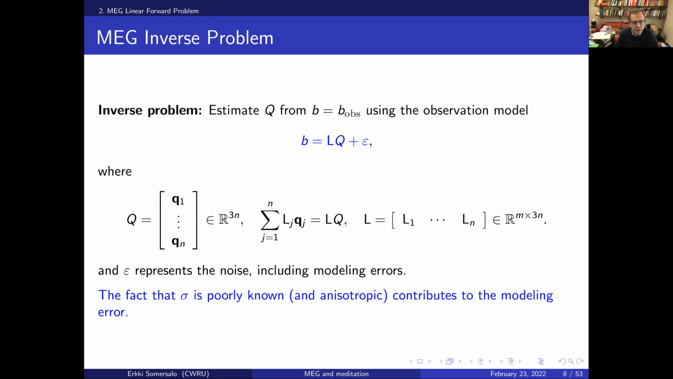We have a linear problem, and doing all this analysis, you get the matrix L that maps your dipoles to the magnetic field's normal component. So Q1, Q2, etc., they are three vectors representing the dipoles at given locations, in discrete locations in the brain. Sigma is not that well known, so there are modeling errors in our model. Fortunately, the MEG data, unlike EEG data, is not that sensitive to the conductivity. So even if you get the conductivity slightly incorrectly, you still can do a decent job with this model. The modeling error has been analyzed separately, but this is not part of my talk.